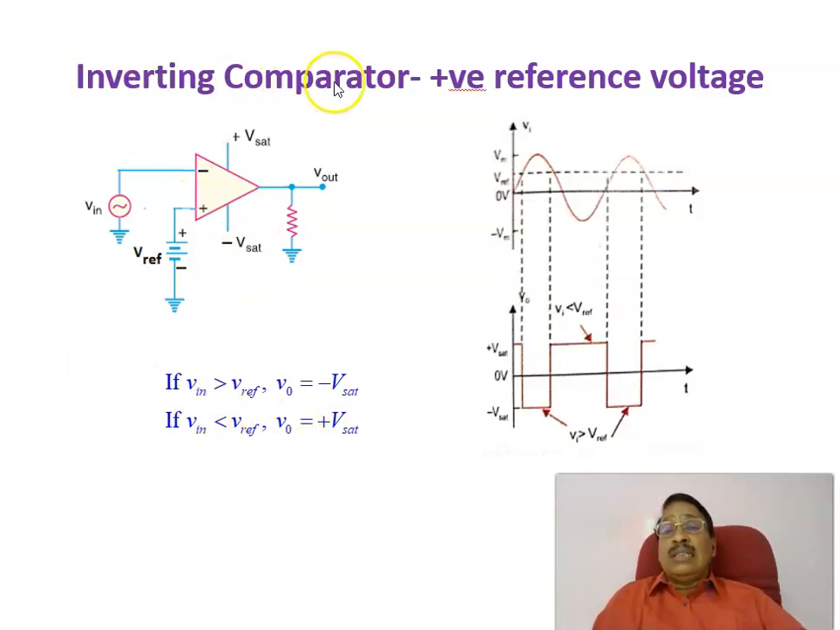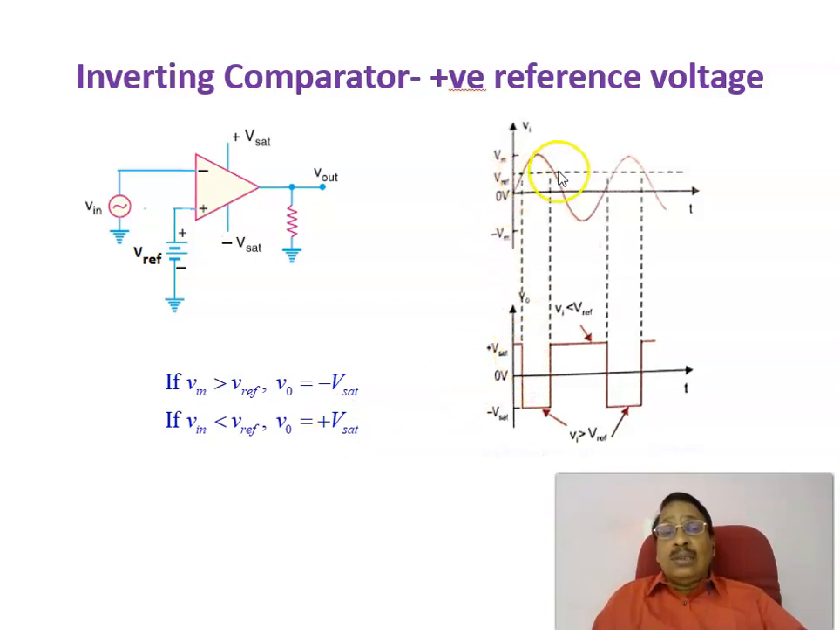In the case of the inverting comparator, now let us see with a positive reference voltage. We are giving the input to the negative input and the reference voltage is given to the positive terminal. Here, this is the input voltage and this is the positive reference voltage. Now let us apply this thumb rule. Until this point, the input voltage is less than the reference voltage, so the output voltage equals plus Vsat. That is why you are getting plus Vsat here.